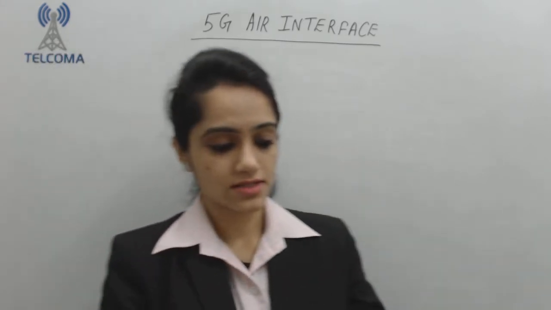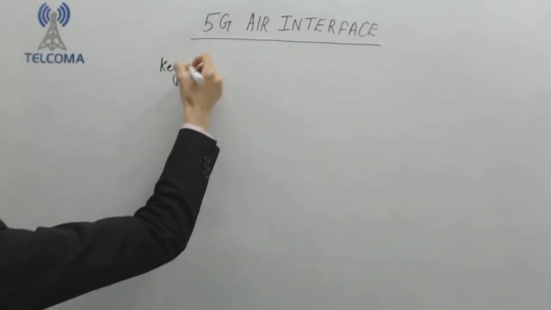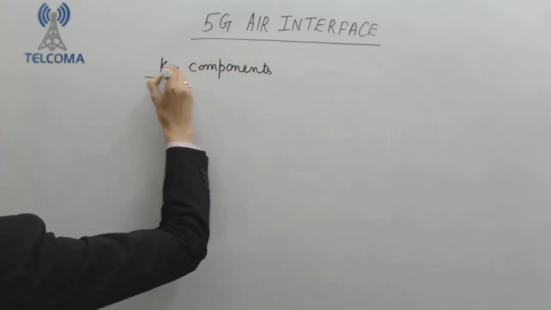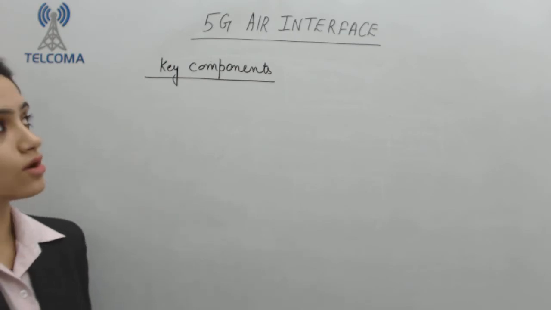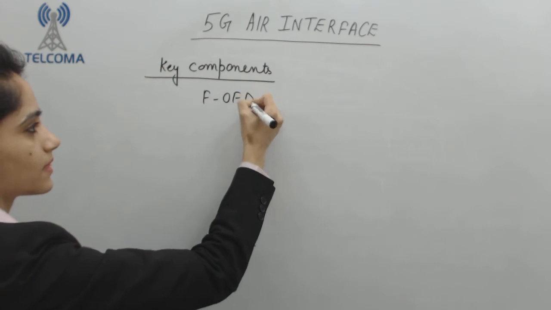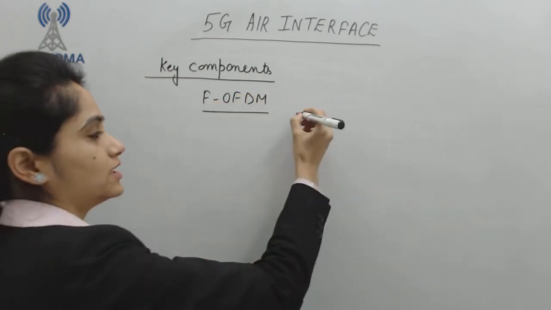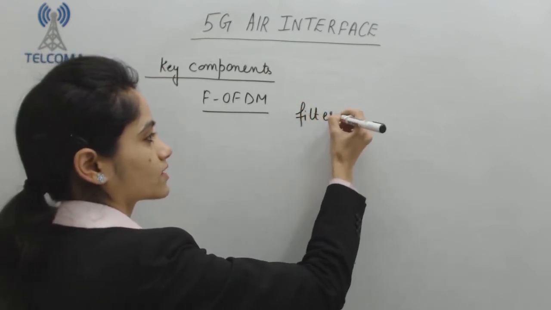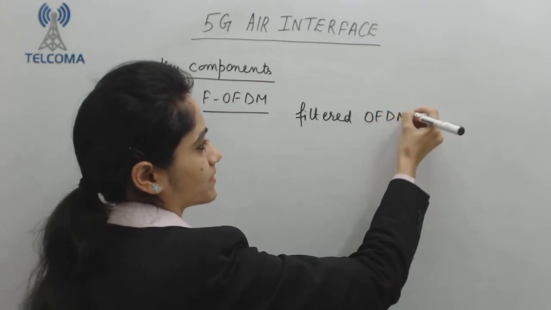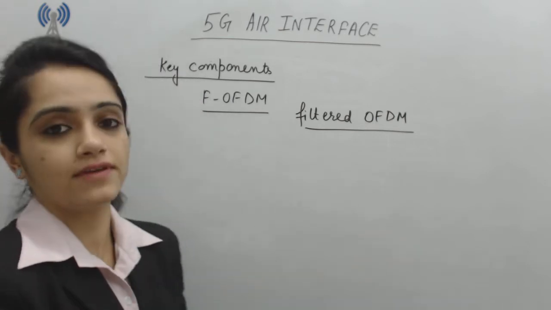Now the key components of this interface. So I will write key components. The key components of this interface is FOFDM. Now flexible, or it could be the filtered. It is also named as filtered OFDM. Now I have used the concept as filtered because filter is related again than flexible.